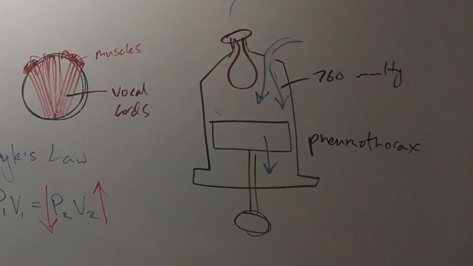P-N-E-U, pneumothorax. What's cool about our lungs, though, is that each pleural cavity is separate from another. So if you puncture your right lung, your right pleural cavity gets exposed to the outside air, your left lung can still function. Okay?